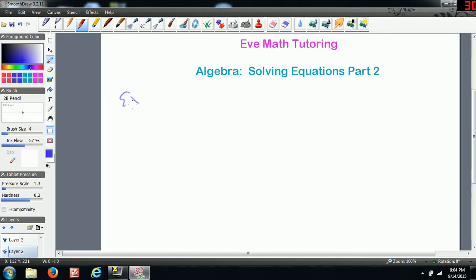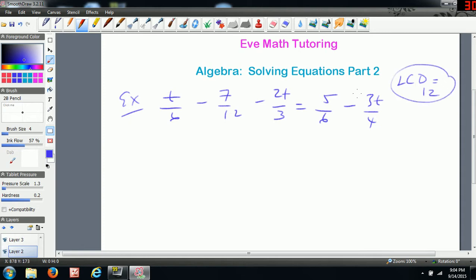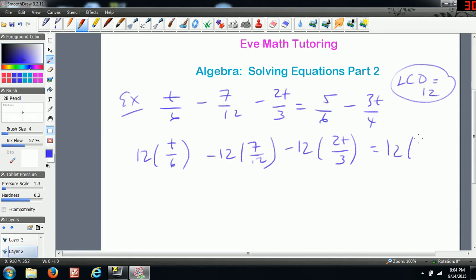So here's another example. t over 6 minus 7 over 12 minus 2t over 3 equals 5 over 6 minus 3t over 4. So here you're going to multiply everything in this equation by 12 because it is the lowest common multiple of all the numbers on the bottom and also the lowest common denominator of all your fractions. It divides all of these numbers, therefore it is the number you want to use. And as long as we multiply everything in the equation by that same number, we're not actually changing our equation.